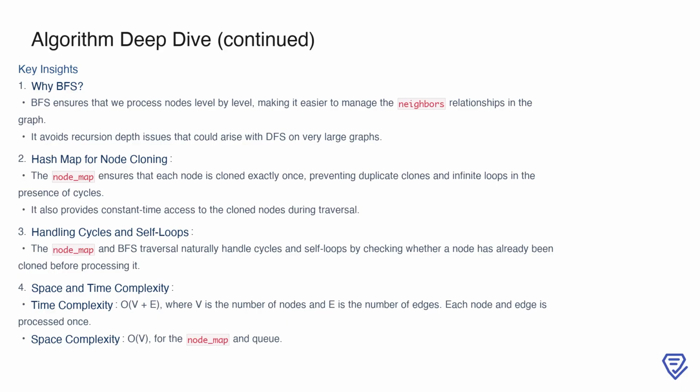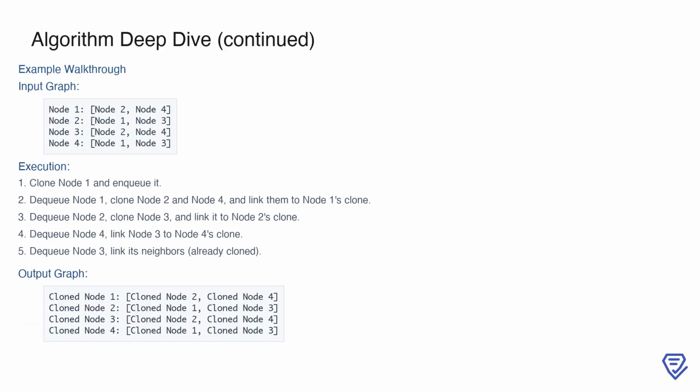Speaking of cycles and self-loops, these are naturally handled by checking whether a node has already been cloned before processing it further. Finally, analyzing the algorithm's complexity, the time complexity is O(V + E), where V is the number of nodes and E is the number of edges, as each is processed exactly once. The space complexity is O(V), since the node_map and the queue both store up to V entries, corresponding to the number of nodes. Let's walk through an example to see how the algorithm works in practice.